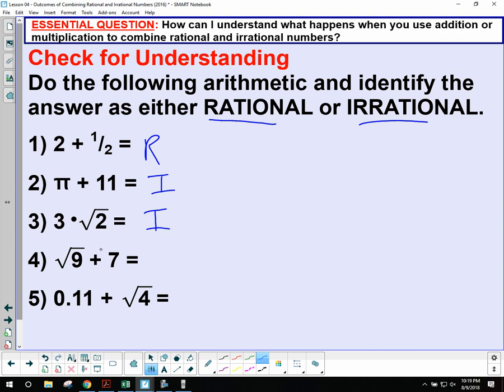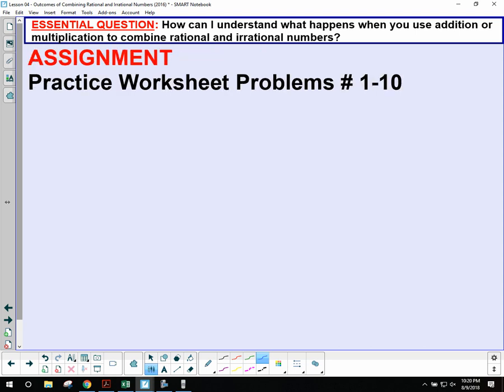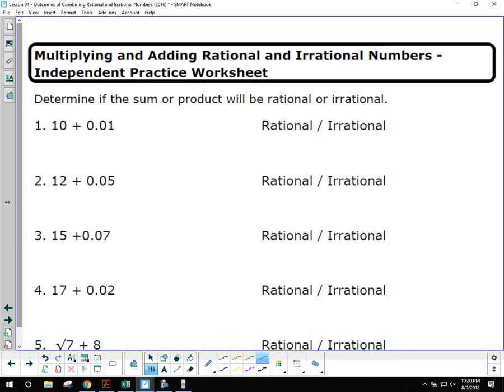And 0.11 is terminating, which means that's rational. Root 4, well, square root of 4 is 2, so that's rational. Rational plus rational is going to be a rational number. Okay? So, here's some quick practice problems. Go ahead and pause the video again. Try to knock these 5 out real quick, and then hit play.